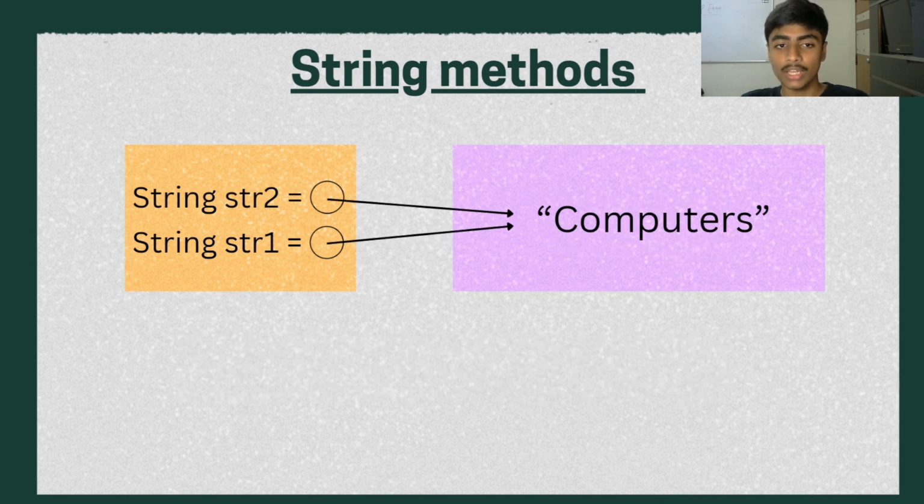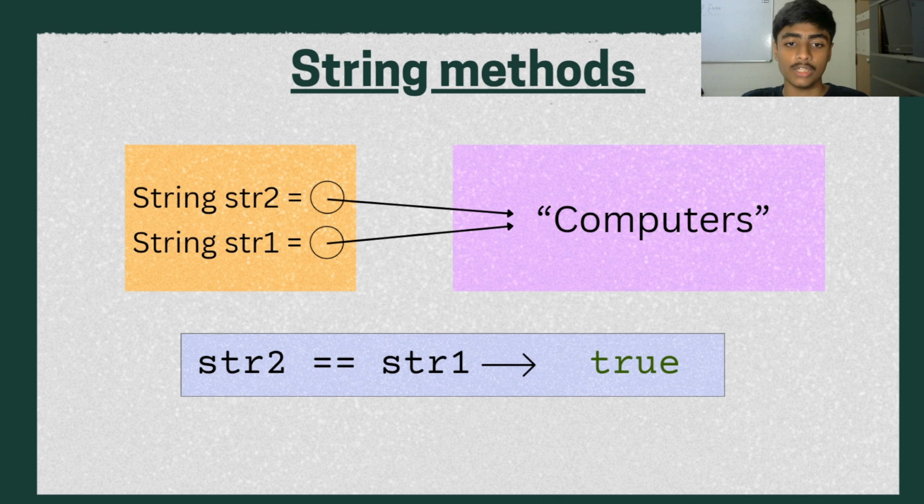Now, if I have another case where both str2 and str1 are pointing towards the same string, computers, and I check if str1 is equal to str2, it's going to return true. So even though it works well in some cases, in most cases it won't. And this is a huge disadvantage.